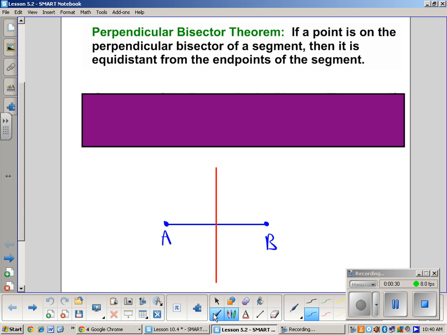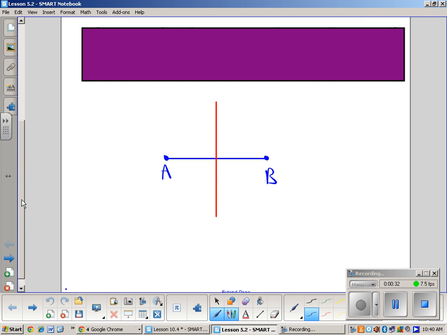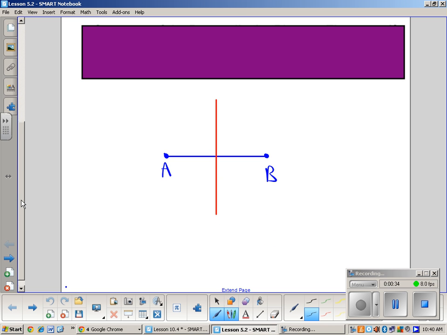So what this is saying is that this red line is a perpendicular bisector to the blue segment, segment AB. So that means that this angle is a right angle, because those lines are perpendicular, and it means it cuts this blue segment into two equal segments, making that point the what? The midpoint. Very good. We'll label it M to represent midpoint.